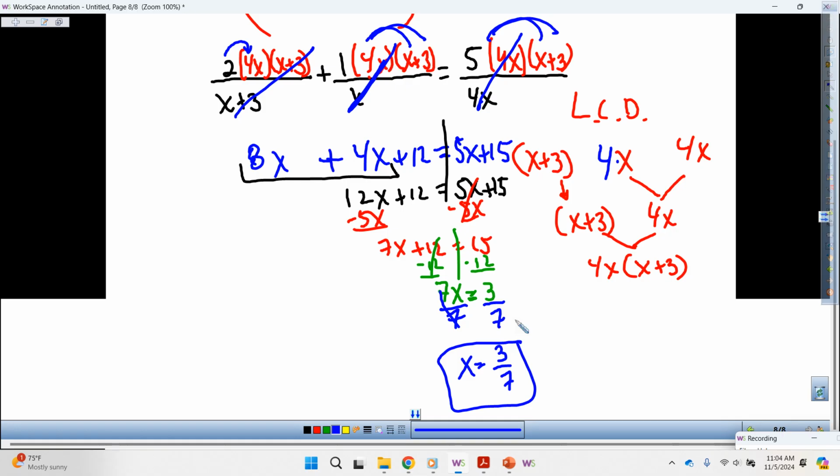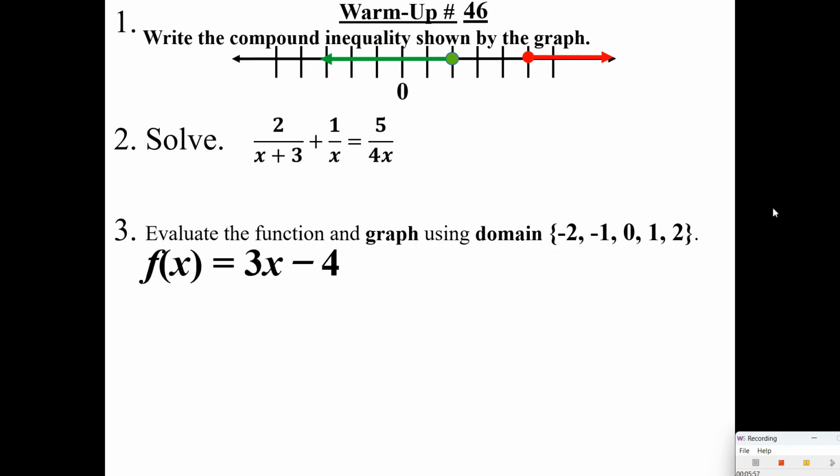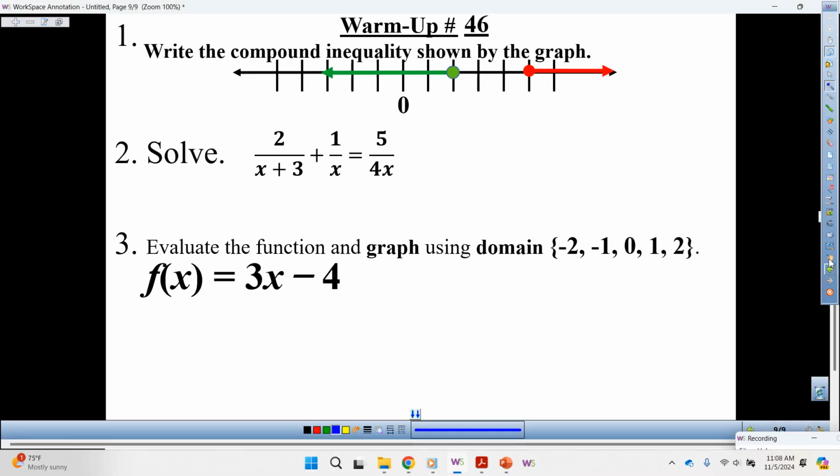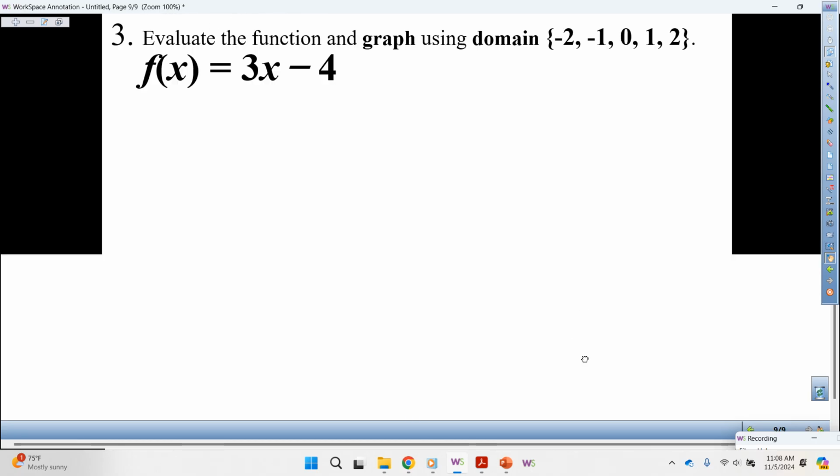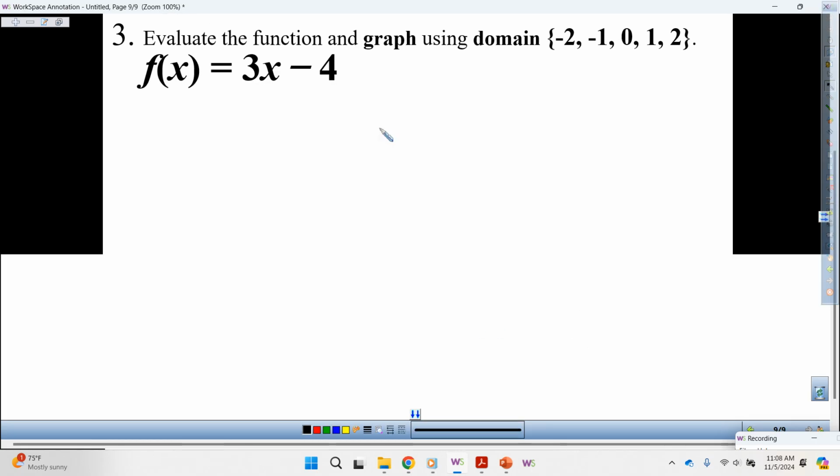We good? Yes, Mr. Q. All right. Go to number 3. Evaluate. And this is going to go a little faster, for the sake of time, because I want to get to checking the homework from last night just to make sure we got all the problems done. x, f of x.